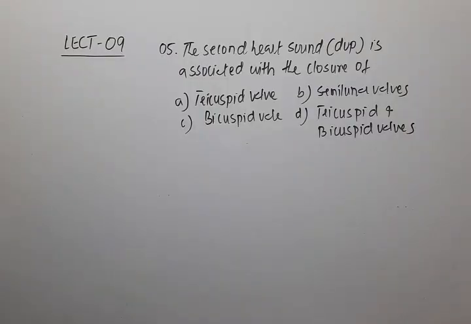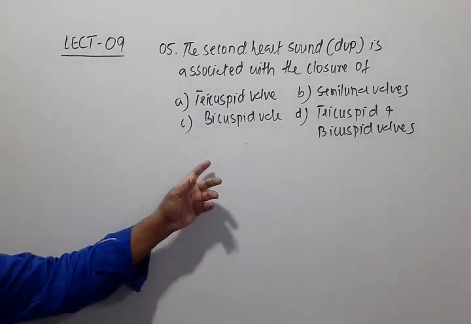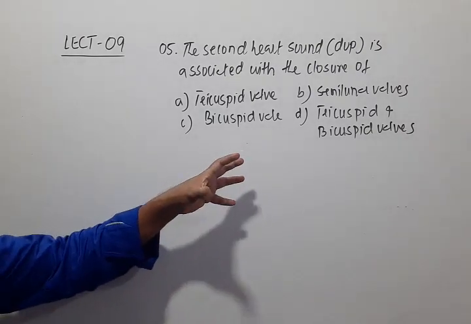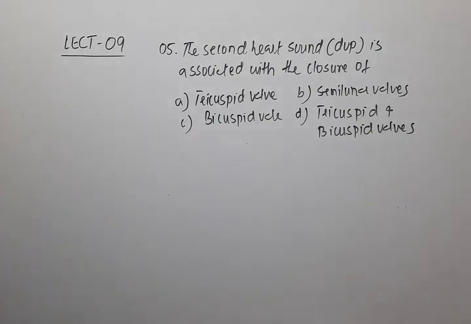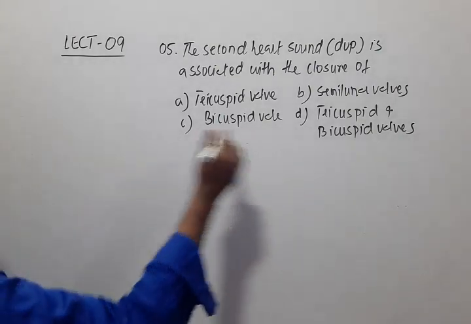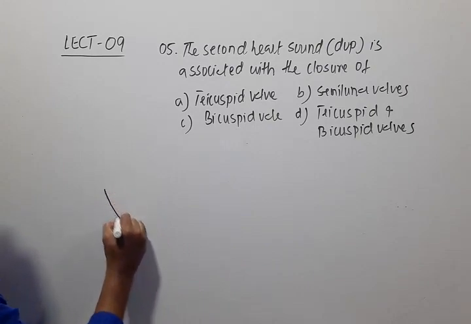Right, next let's see the next question. The second heart sound, that is dub, is associated with the closure of the tricuspid valve, the semilunar valves, the bicuspid valve, or the tricuspid and bicuspid valves. Okay, so let's see this.